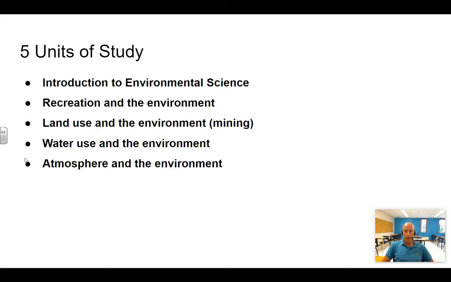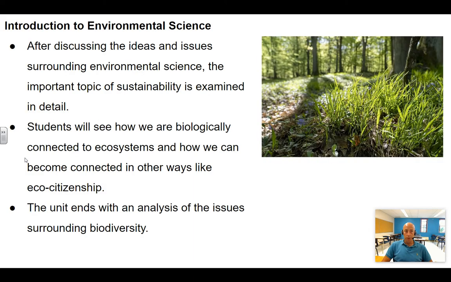The 5 units of study, it's a little bit more than most courses you're used to, are as follows. So you have an introductory unit on environmental science, recreation, land use, water use, and the atmosphere. The introductory unit is basically going to establish for you a very large definition of what environmental science is. Okay, so this is an important definition for us to get right off the first day for sure, and start seeing how the science works in the world, so we can end up helping protect biodiversity, or the loss of biodiversity, to keep the planet functioning as it's intended to.